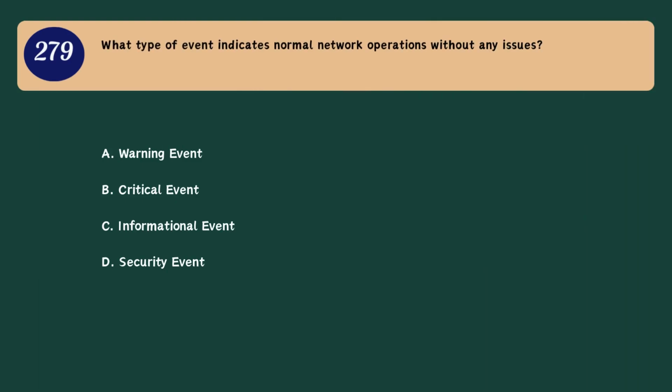Question 279. What type of event indicates normal network operations without any issues? A. Warning event. B. Critical event. C. Informational event. D. Security event.